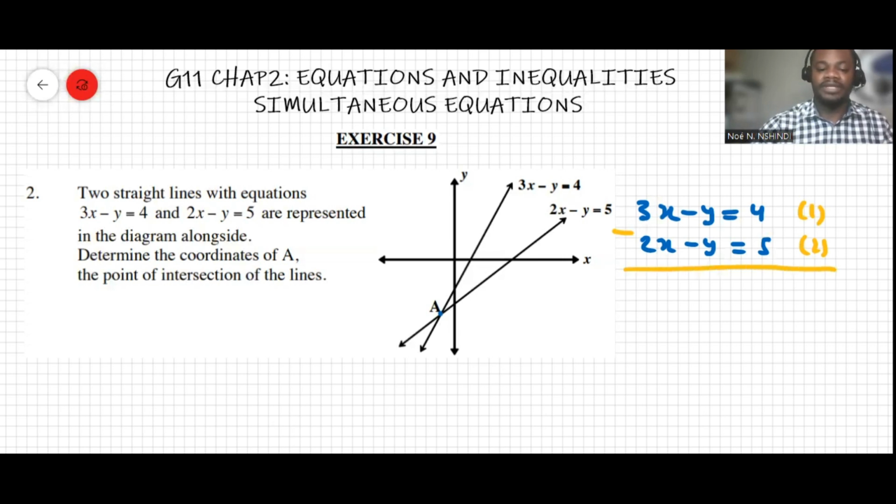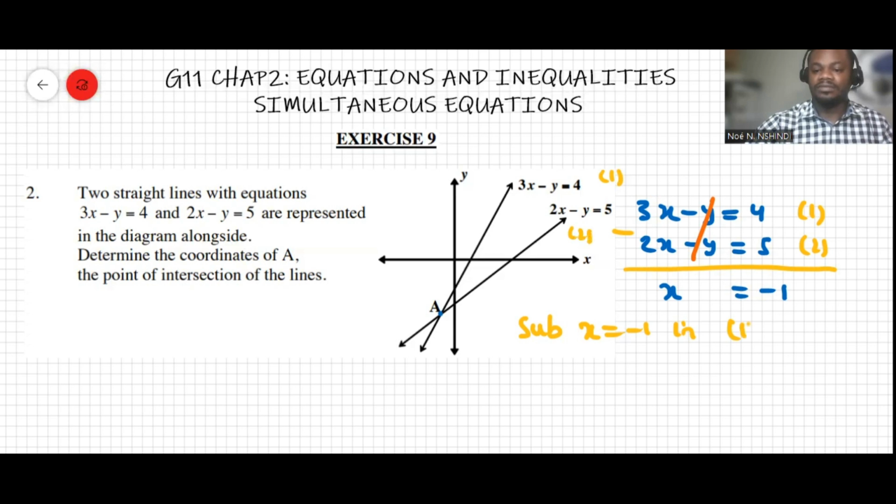Because if I subtract them, I'll have 3x minus 2x will be x, and then negative y minus negative y will be 0, because it's going to be negative y plus y, because negative makes plus, and then this is going to be 4 minus 5, which is negative 1. So we've got the value of x. Then we can sub x equal negative 1 in this is 1 and that one is 2.